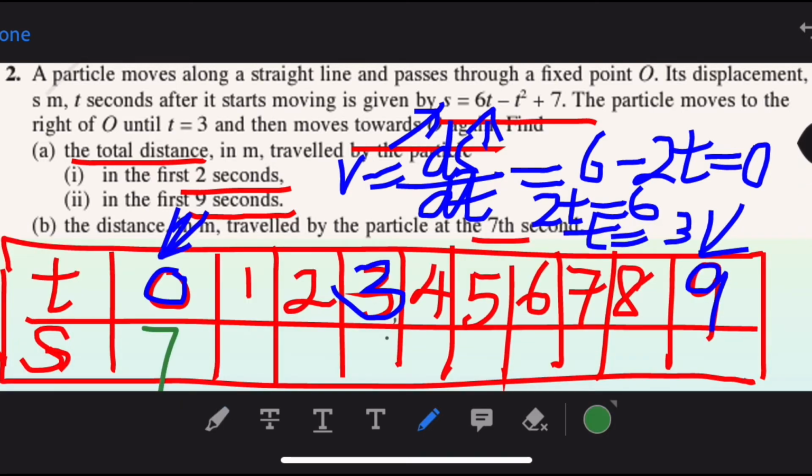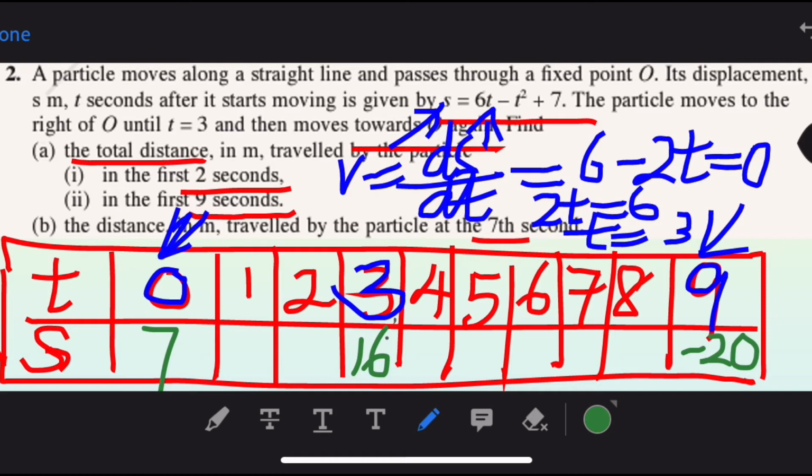And then when t equal to 3, we plug into the calculator very fast: 6 times 3, minus 3 squared, and then plus 7. So the answer is 16, right? Double check. And when t is 9, where is the particle? We want to know the displacement of the particle at the 9th second. So actually you just find these 3 points.